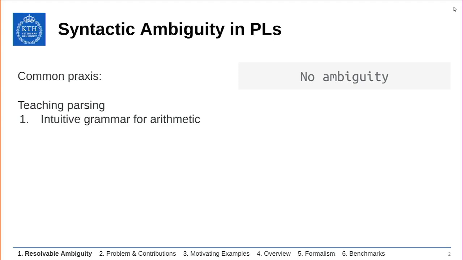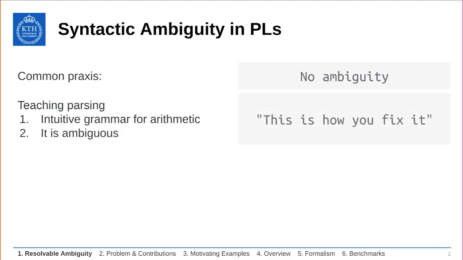This is an intuitive grammar for arithmetic, say. And then we look at this grammar and we see that, unfortunately, it's ambiguous. This is how you fix it. This idea that ambiguity is something that we should just straight up abolish from programming languages is very prevalent. But I'm here today to argue that ambiguity actually does have a place in programming languages. Not everywhere, just in small select places where it has benefit.